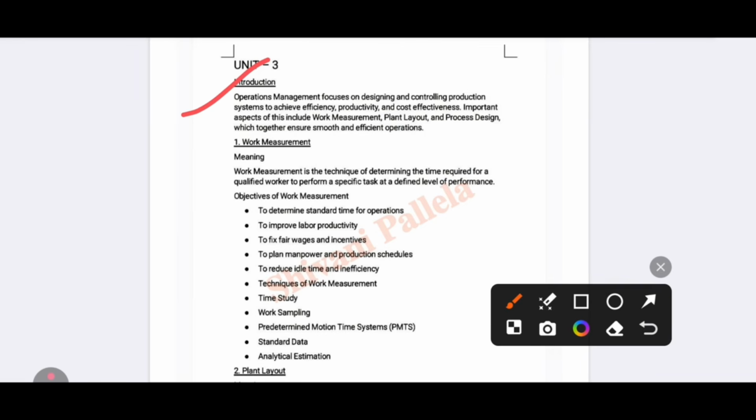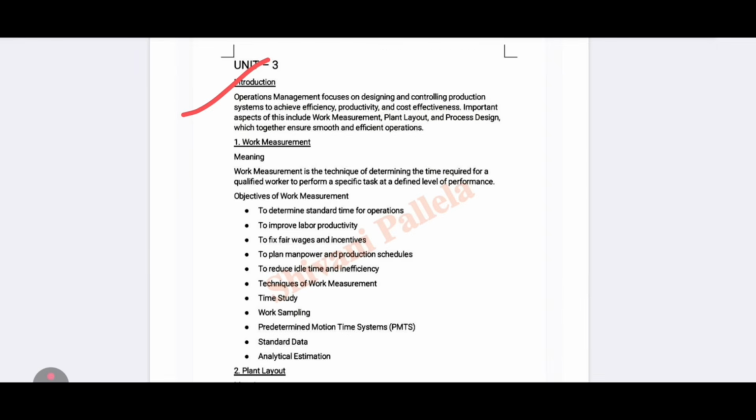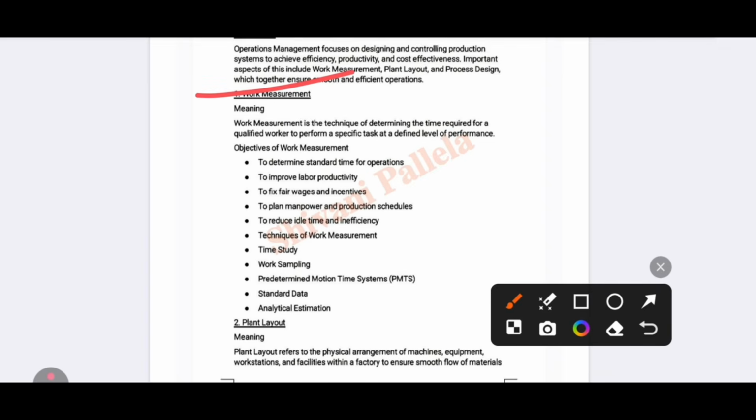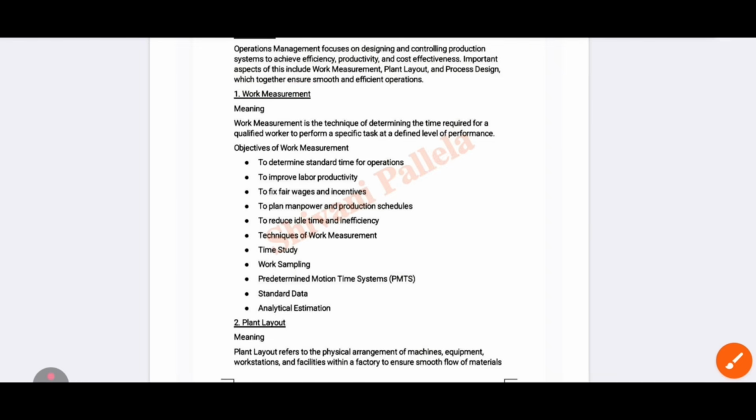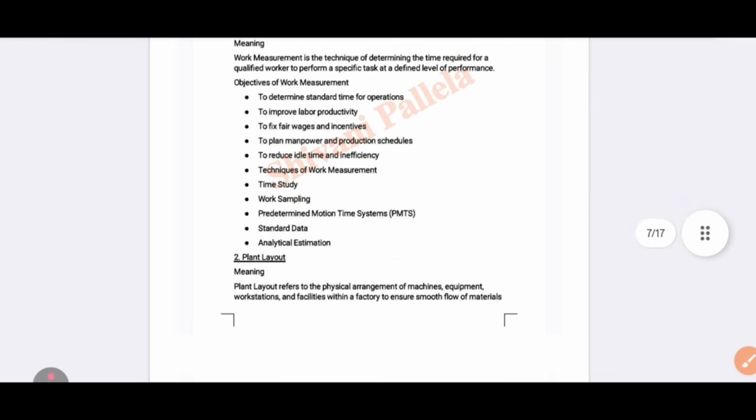It ensures the smooth running of the business. So first here you need to understand what is meant by work measurement. How many laborers, in how much time, how much work has been performed, that is called work measurement. It is a specific technique: how much of the task is completed in a specific period of time. It determines a standard time to improve productivity, to make fair wages, to plan manpower, and to reduce inefficiency. For all these things, work measurement is one of the most important tools or concepts. Clear?